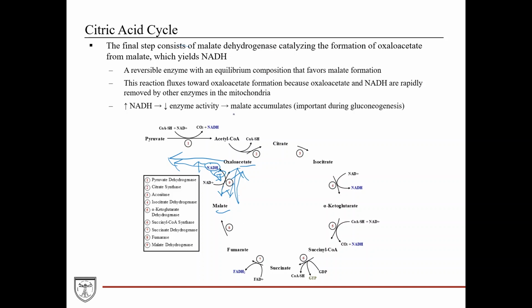Another thing that occurs in this situation is that malate accumulates, and this is actually important during gluconeogenesis, which we'll talk about in more detail in the gluconeogenesis lecture. NADH levels have a huge influence on the flux of gluconeogenesis. So that's the last step, and then when you have another acetyl-CoA coming in, that can join with oxaloacetate and form citrate and then continue the process forward.